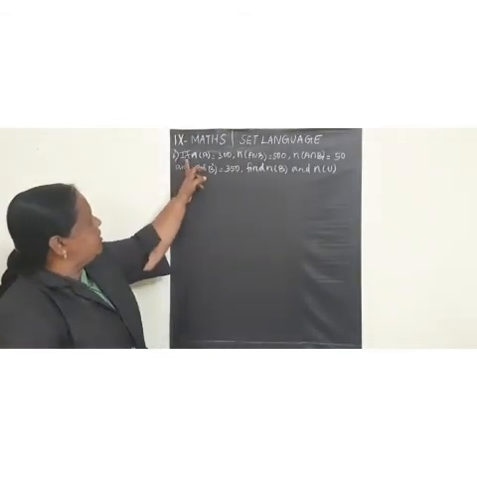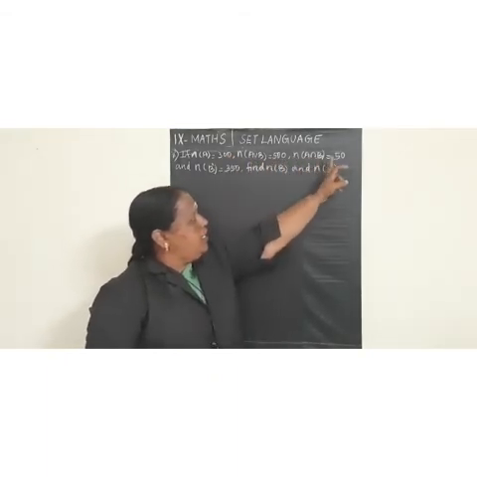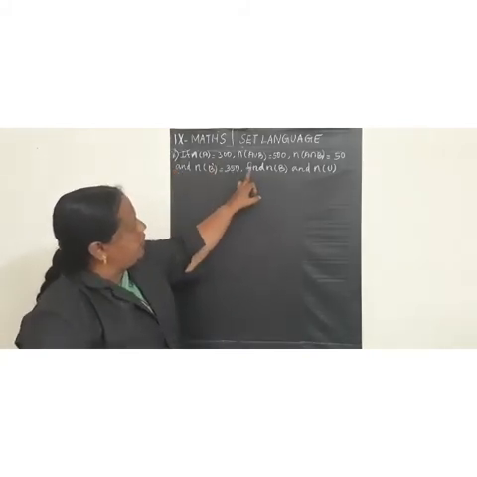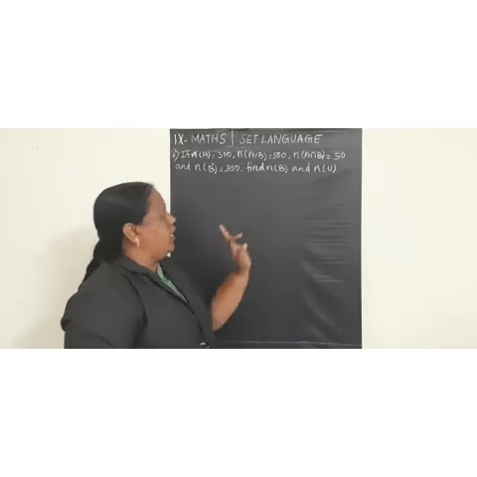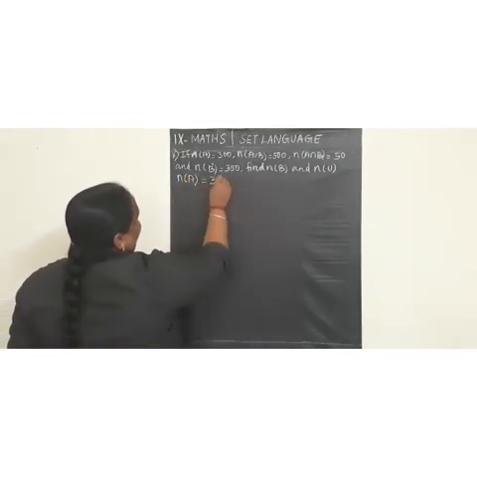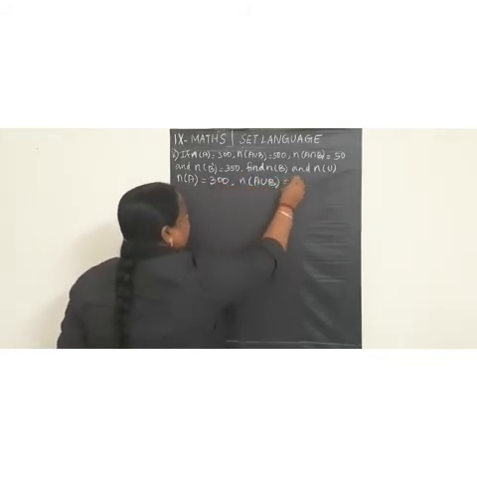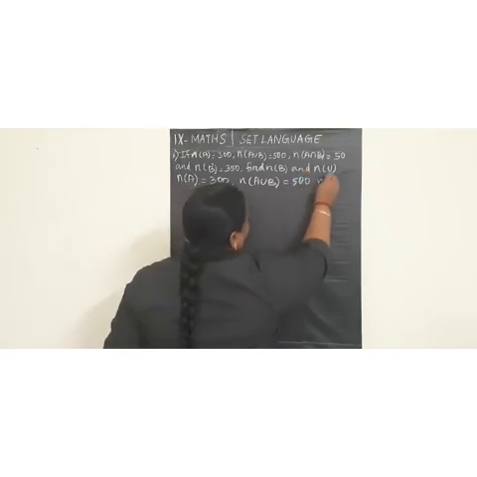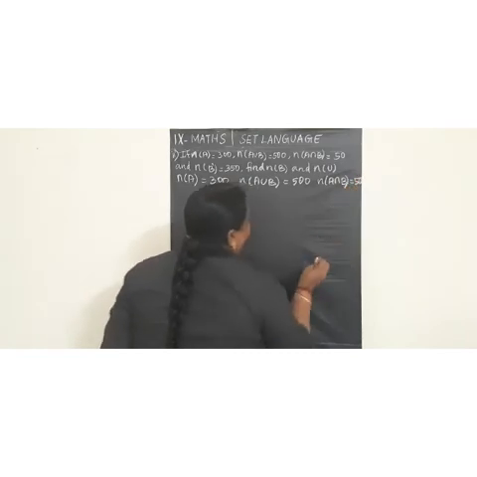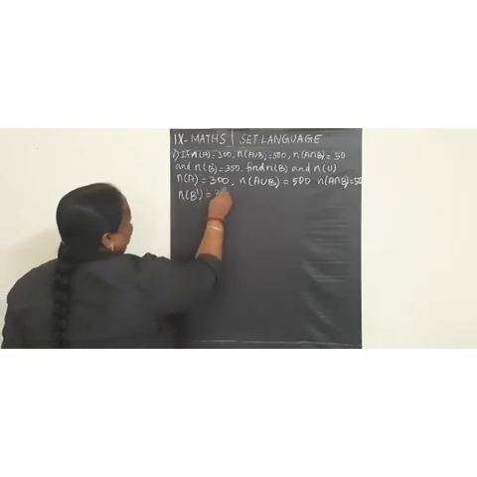Next subdivision: if n of A is equal to 300, n of A union B is equal to 500, n of A intersection B is equal to 50, and n of B dash is equal to 350, we have to find n of B and n of U. Here they have given n of A is equal to 300, n of A union B is equal to 500, n of A intersection B is equal to 50, then n of B dash is equal to 350.